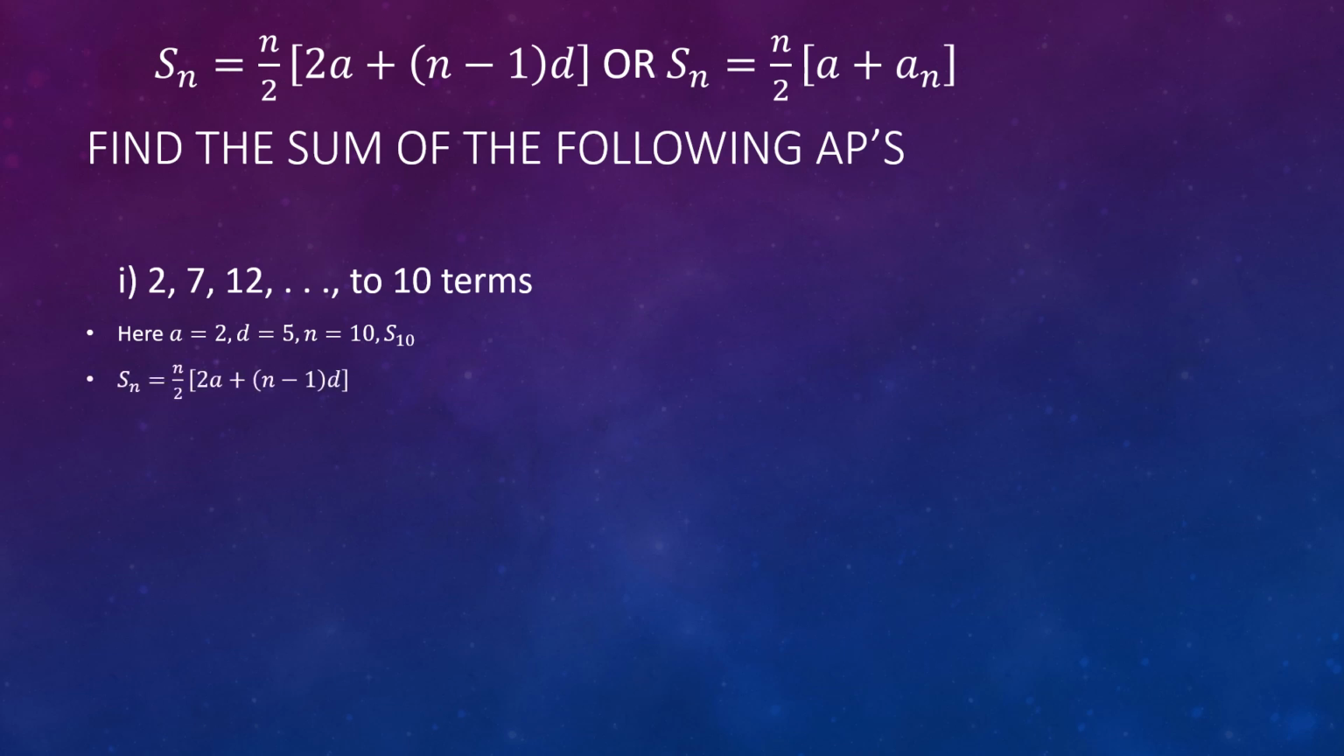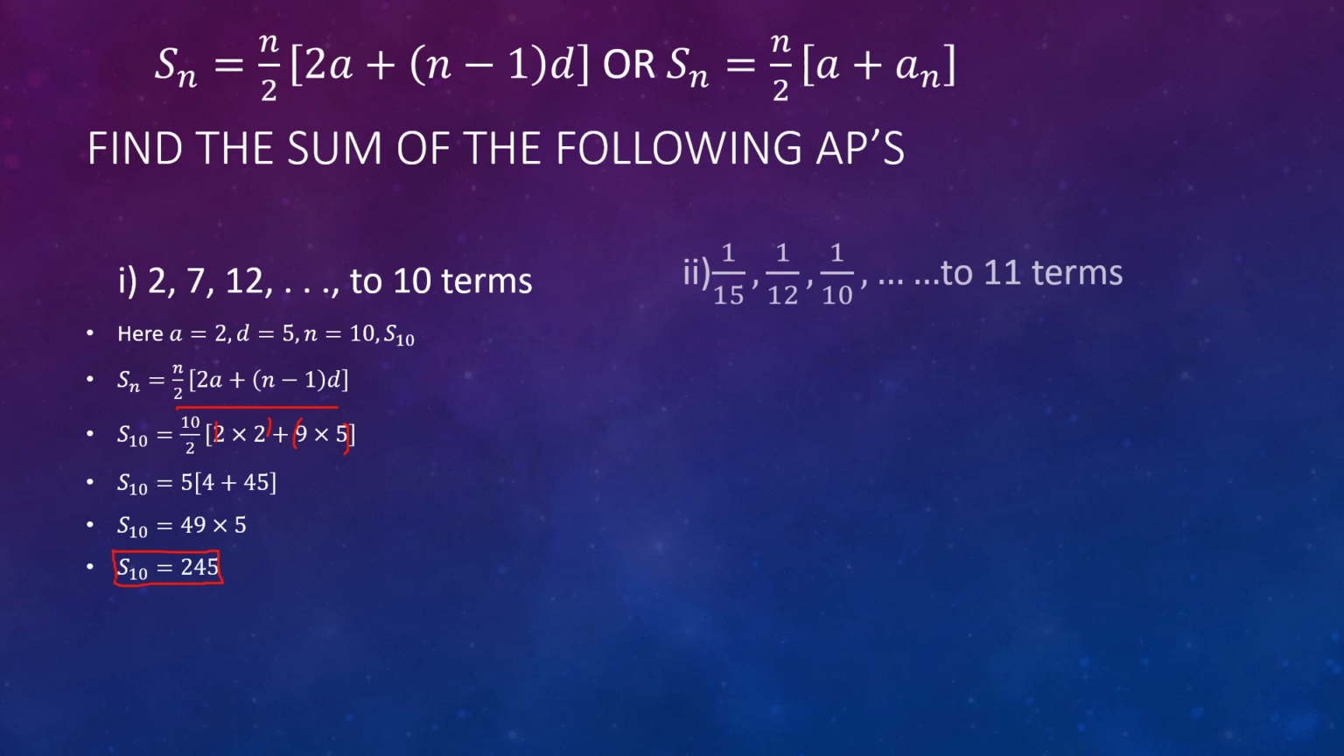For the formula, Sn is equal to n by 2 times (2a plus (n minus 1) d). So I'll substitute the values. My n is 10, a is 2, this will become 9. This comes out to be 49. First I'll multiply these brackets, then I'll add them. That is, I'll get 49 into 5, that is 245. The sum of 10 terms of an AP comes out to be 245. Okay, let's move on to next sum now.